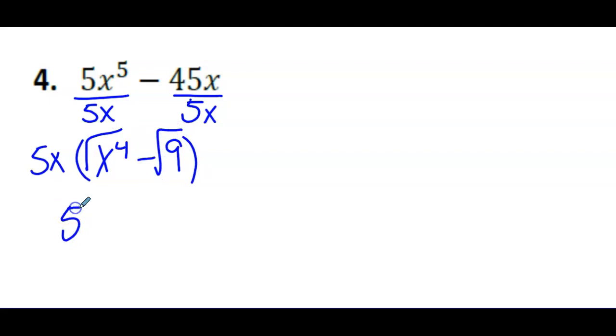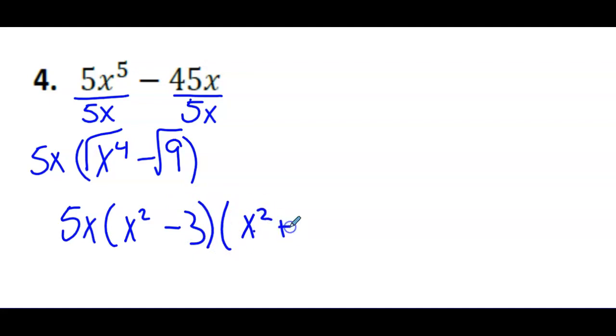So I'm going to have my 5x. And what's x to the 4th? Square root of x to the 4th is x squared. Square root of 9 is 3, one plus and one minus. So x squared minus 3 times x squared plus 3. Done. Okay? Anytime this number is even, we can take the square root of it. If it is even, we can take the square root of it.